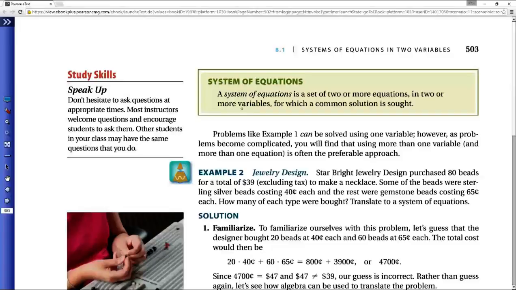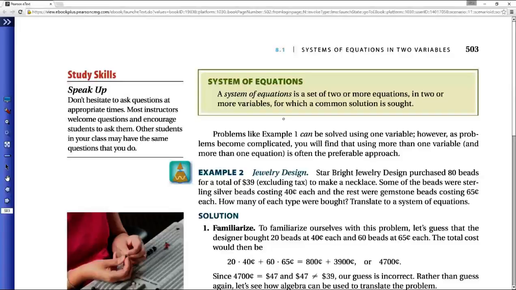And then they talk about it here. A system of equations is a set of two or more equations in two or more variables for which a common solution is sought. So what is a solution again? It is the numbers that I can substitute into that equation and make it true.